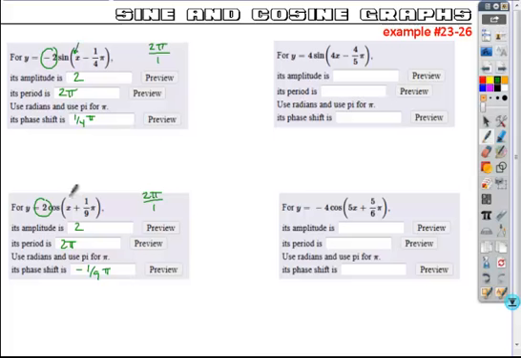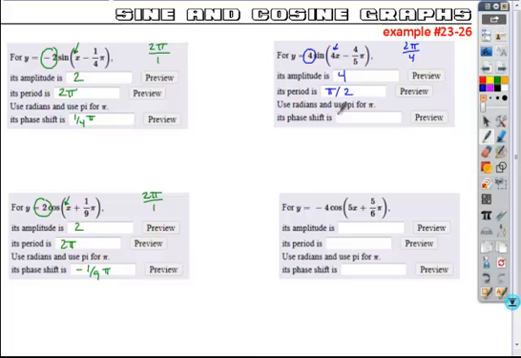So that brings up these problems to the right, which are a little bit different. The problems to the right, the amplitude is still easy to find, the multiplier in front. But now the period is 2 pi divided by 4, which gives us pi over 2. So there's our period. And then the phase shift, and this is what you're going to be doing.